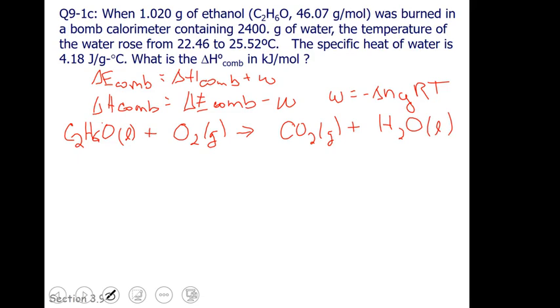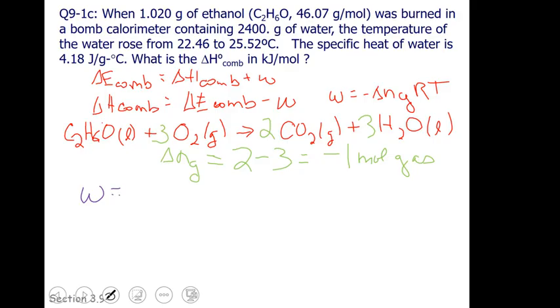Here is our boilerplate reaction where ethanol reacts with oxygen to make gaseous CO2 and liquid water. That means I need a 2 in front of the CO2, a 3 in front of the H2O. I have 7 moles of oxygen on the product side, so that means I need 7 on the reactant side. 6 of them come from the O2, 1 comes from the ethanol. So that means delta n_g is going to be equal to 2 minus 3, or minus 1 moles of gas.